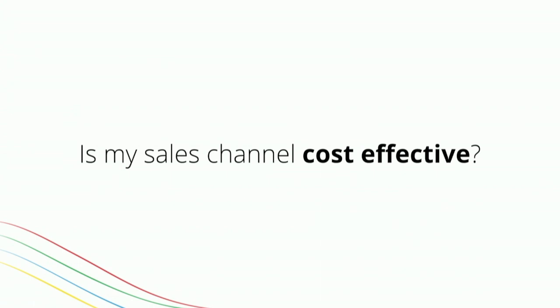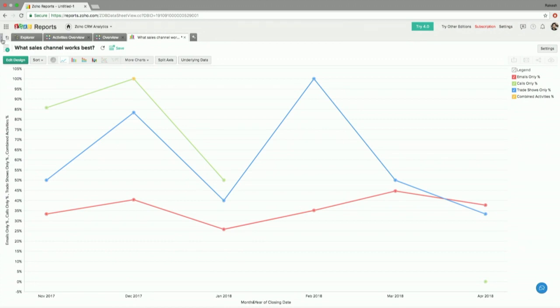It doesn't make sense for me to spend $8,000 on a trade show and generate a revenue of $1,000. That's just absolutely stupid. So even after you find out the sales channel that works for you, you need to make sure that that particular sales channel is also cost effective. Now, this report is available by default in Zoho Reports.